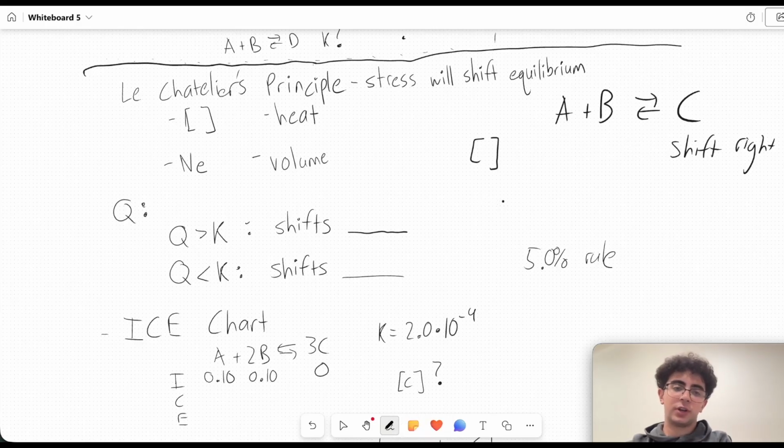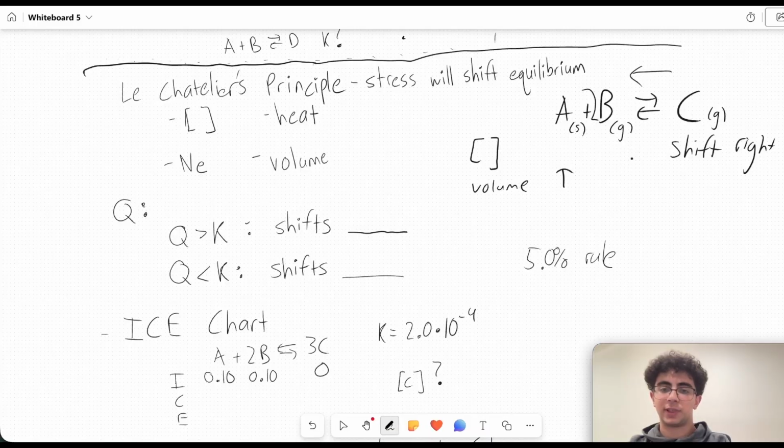The second stress would be something like volume. Now, volume would only depend on gases. So let's say this was really 2B and this was 1C, and then this was like a solid. Notice, let's say we increased the volume of our container. That's going to favor the side with more moles of gas. So here there's 2 moles of gas and here there's 1 mole of gas. So it's going to favor this side and shift left. If we decrease the volume, it's going to favor the side with fewer moles of gas. So that's going to favor this right side.